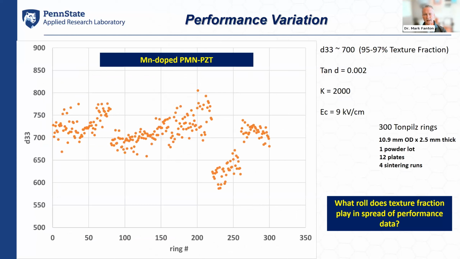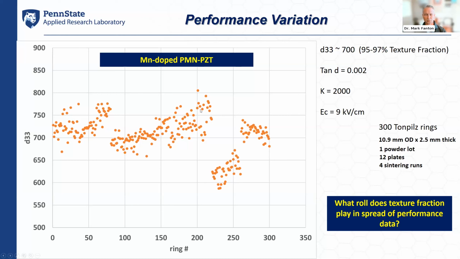So in this case, what we're looking at is a manganese-doped PMN-PZT ceramic. The matrix powder here was supplied by CTS in Albuquerque. And what we're looking at are the d33 coefficients across a collection of small rings. And you can see some variability in displacement coefficient amongst different groups of tiles that were used to make these rings. Each one of the three large groupings that you see in this diagram were different trips through our sintering furnace. And so the question becomes, what role is texture fraction playing in the spread of this performance data?